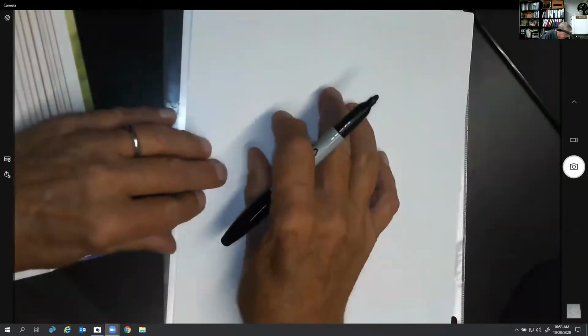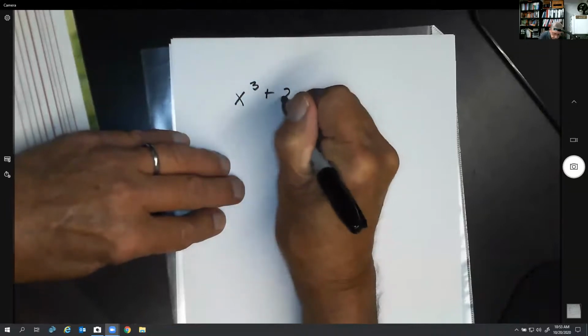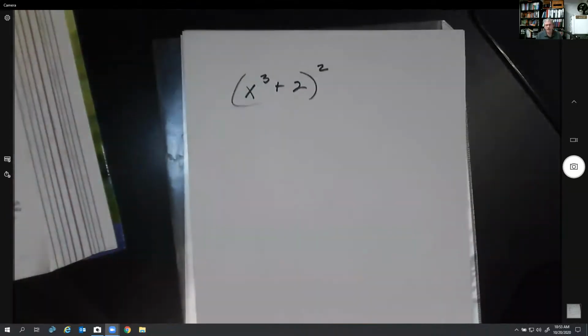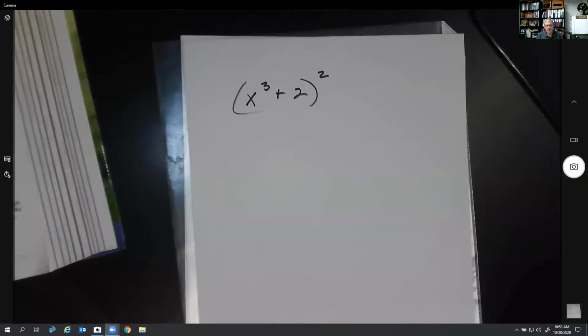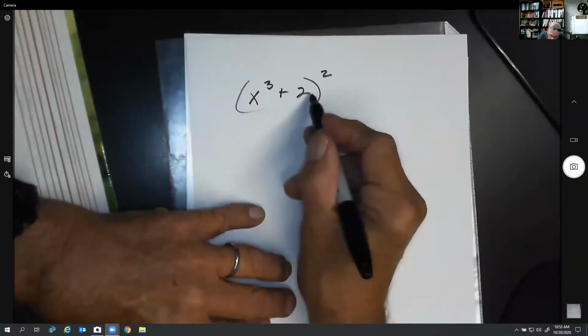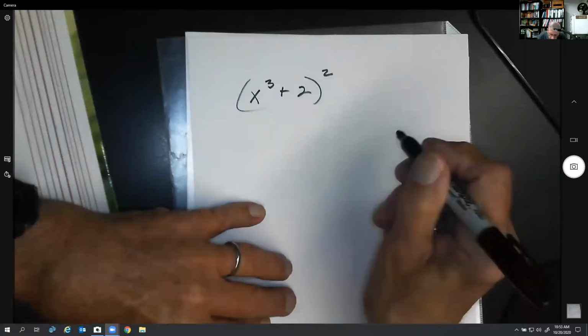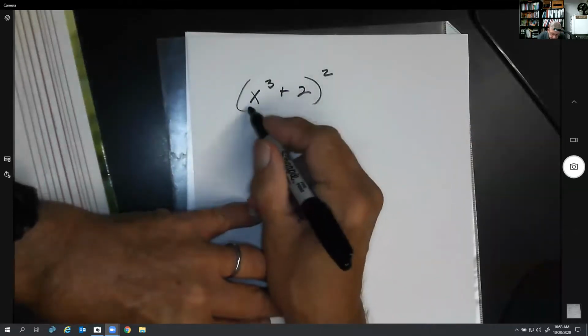Okay, one last one for the road. Let's try this one. Let's say you were in a hurry and you came across this problem. So we want to kind of work this problem out. Let's see what we can do. Now, this looks like it could be a square, double, square. The problem is, what do I do with x cubed when I square it? See, that's kind of tricky.